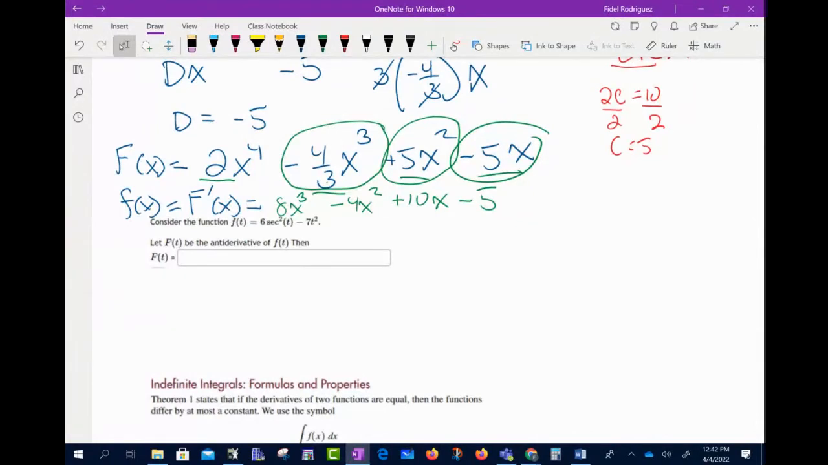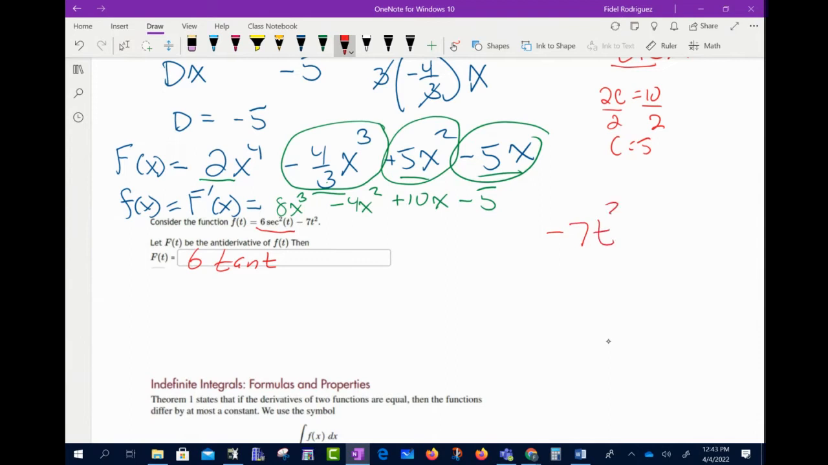Look what it says. Consider the function f of t equals 6t squared minus 7t. It says let capital F of t be the antiderivative of little f of t. Then what would capital F of t look like? So y'all, I'm going to ask you a question. I know I have a 6 there, so I'm going to go ahead and write my 6. Does anybody know what trig function I take the derivative of and it gives me a secant squared? Tangent. Very good. Because I know the derivative of 6 tangent t would be 6 secant squared t.